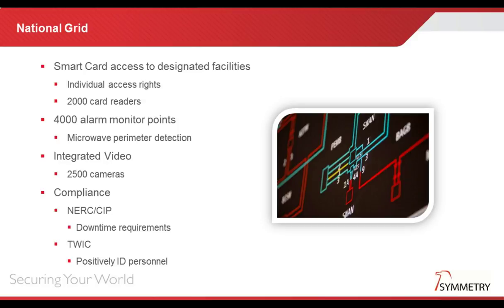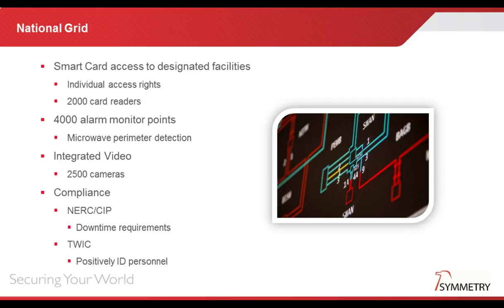So what National Grid has come up with is a solution for smart card access to individual designated facilities. Access rights are granted on an individual level. There are over 2,000 card readers, over 4,000 monitored alarm points, and 2,500 cameras integrated into their Symmetry system. From a compliance standpoint, they need to comply with both NERC CIP and the TWIC requirements.